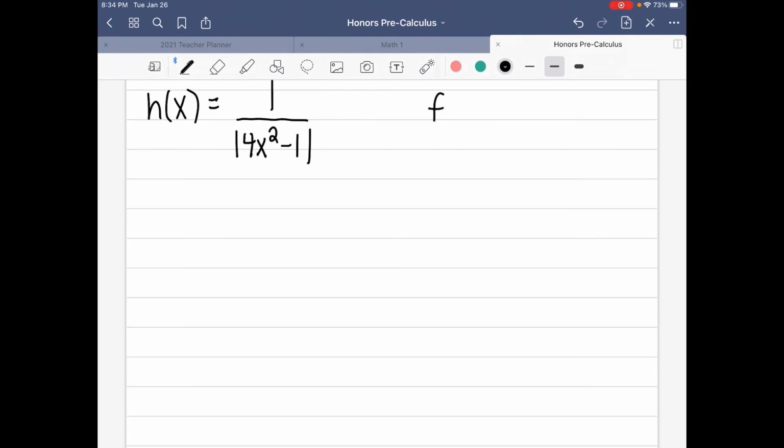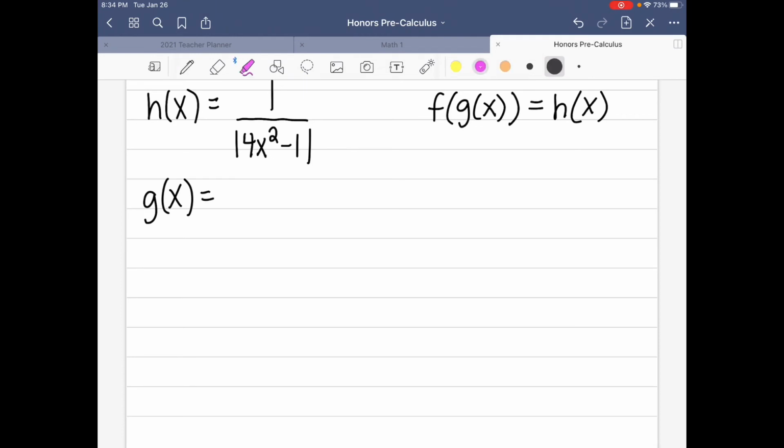All right, so again, here's another one. This time I'm going to say that h was developed by doing f of g of x. So they want to know what would be your f and your g. So my input value is my g function. Okay, so I have a few options here. I could say that this was my input value. So I could say that 4x squared minus 1 is my input. So that means that the whole thing left over is my output, which would be 1 over the absolute value of x. That's the first option.